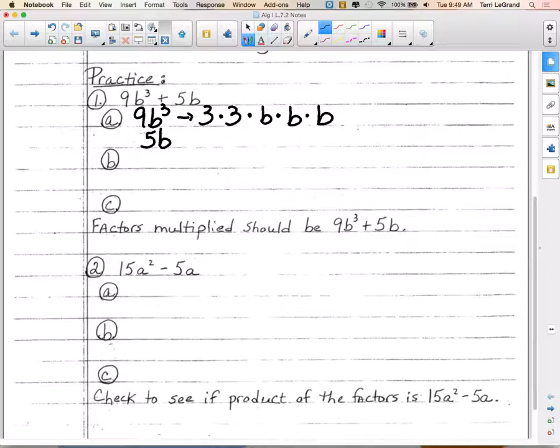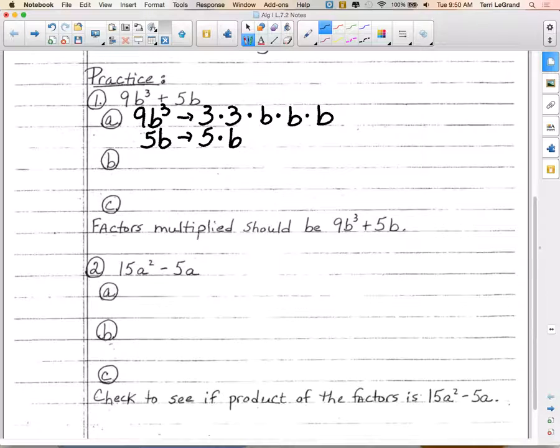Now let's do 5b. Is 5 a prime number? Yeah, so if it's prime, it really means that its only factors are itself and 1. So we're just going to write that as 5, because it isn't going to get anywhere necessarily to say times 1. And B just means B, right?